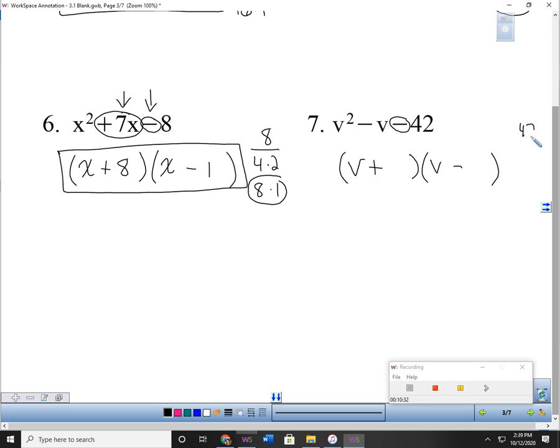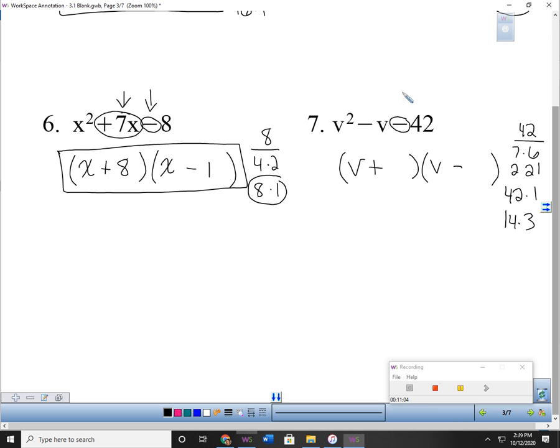So tell me what multiplies to make 42. 7 and 6. 2 and 21. 42 and 1. There's one more. 14 and 3.